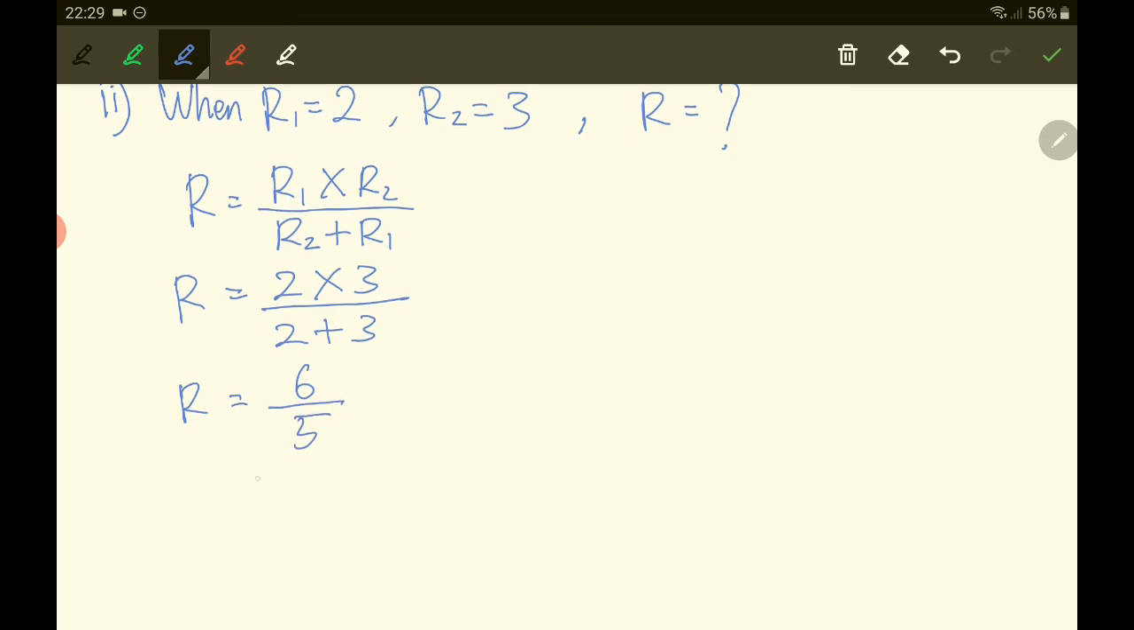So what is 6 over 5 actually? This is equal to 1.2. So the R here is 1.2 ohm. So this is the symbol.